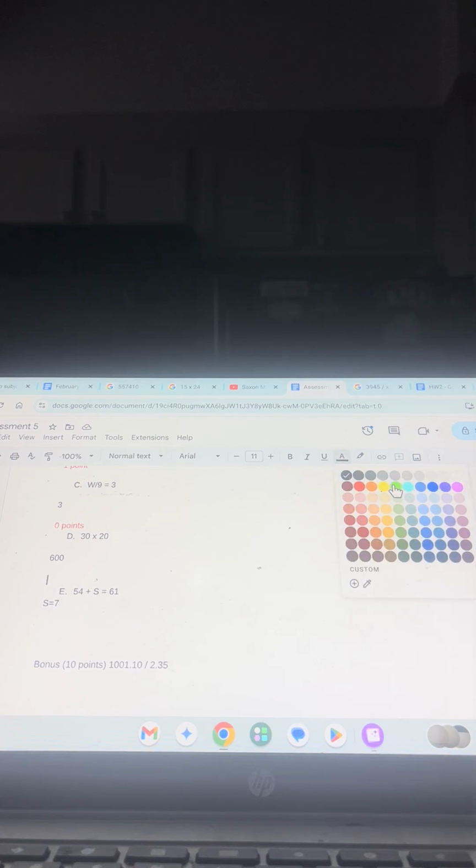Letter D. 30 times 20, what is that? Well, this is an easy problem. Because look, multiply the non-zeros. 3 times 2 is 6. Add the zeros to the end. Then you get 600. So yeah, you got full credit on this one. That one's good.